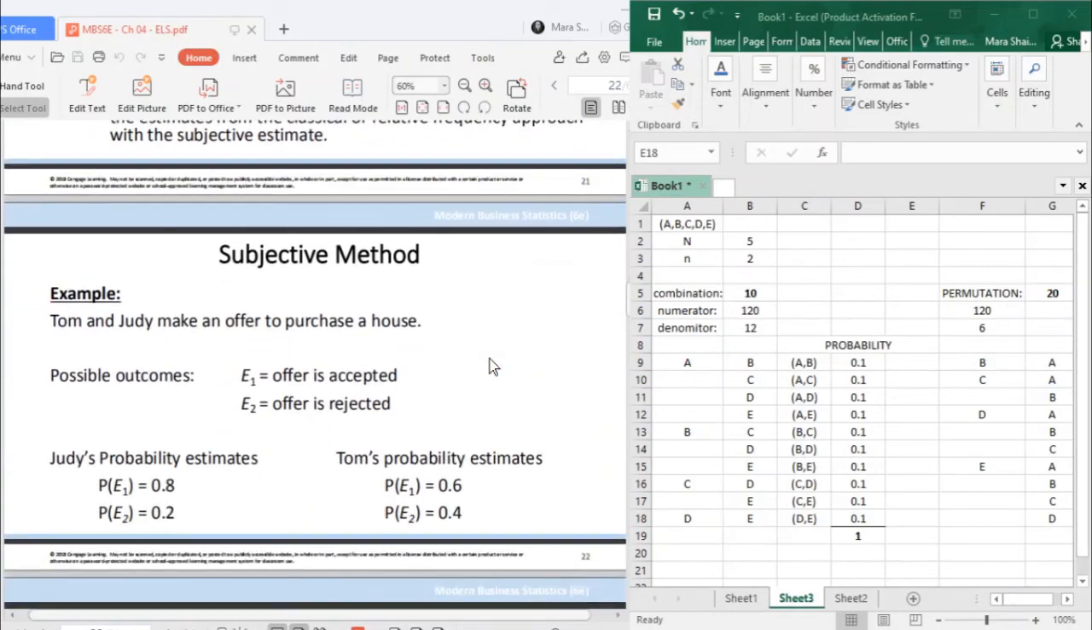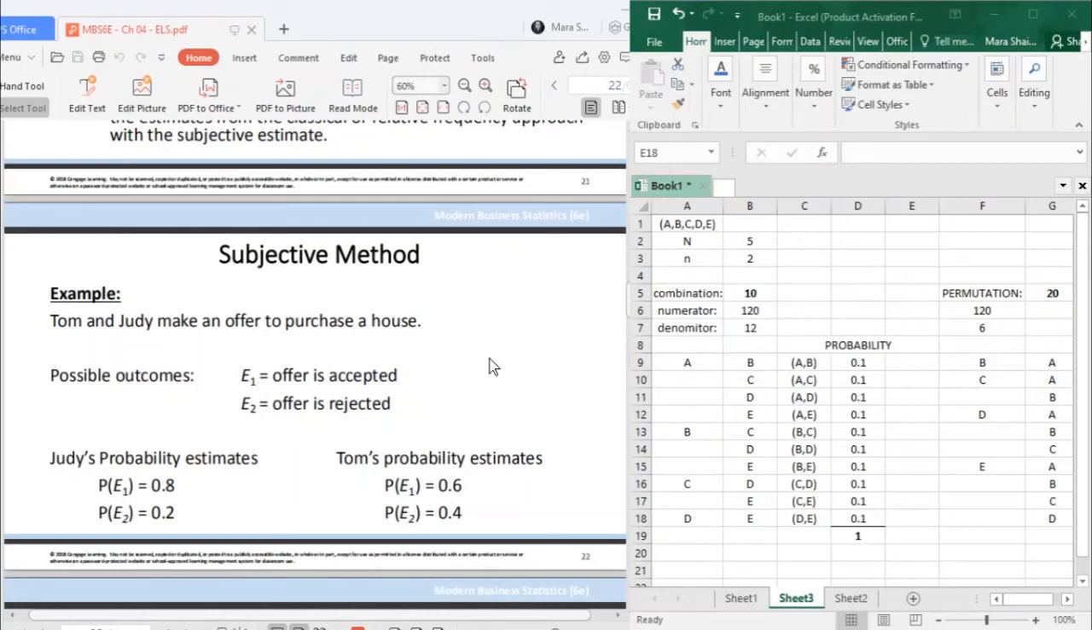So, for example, Tom and Jody make an offer to purchase a house. The experimental outcome is either they accept or they reject the offer. Now, based on Jody's probability estimates, there is an 80% chance that it will be accepted and 20% that it will be rejected. While Tom's estimate is 60 and 40. Now, as you can see, it is subjective because they are different. These are based on their own judgment.